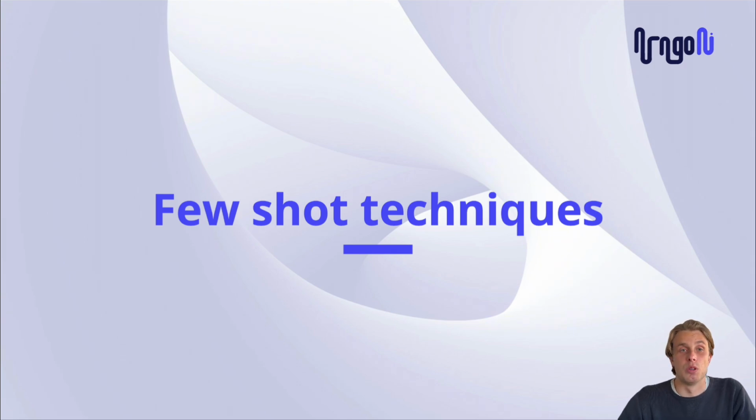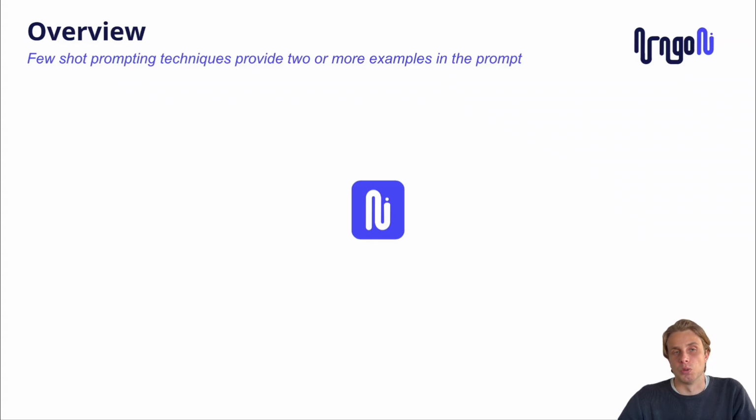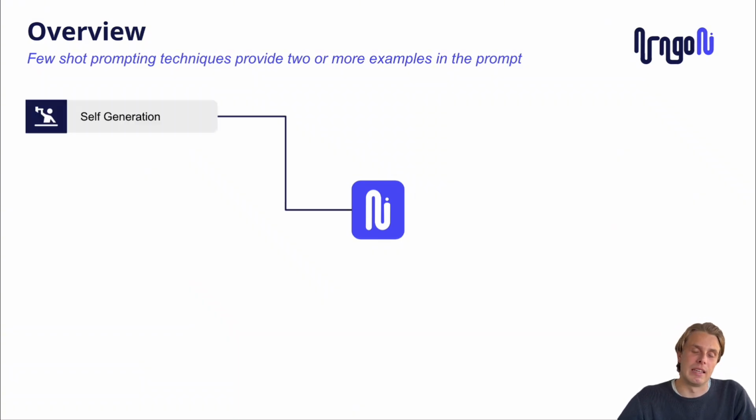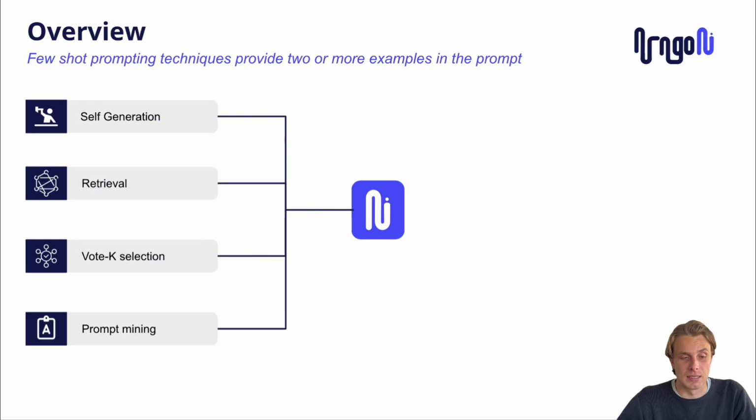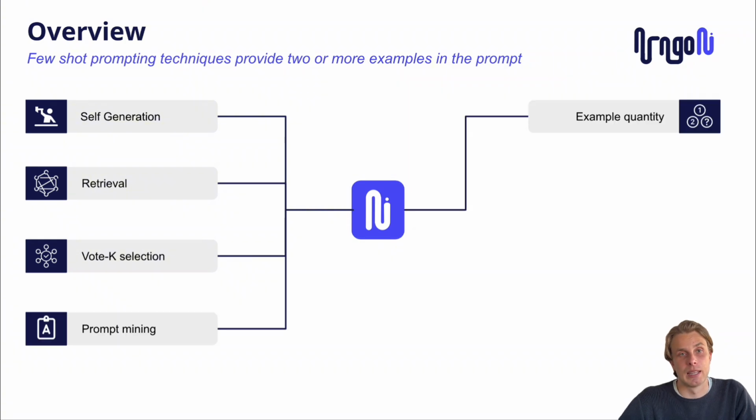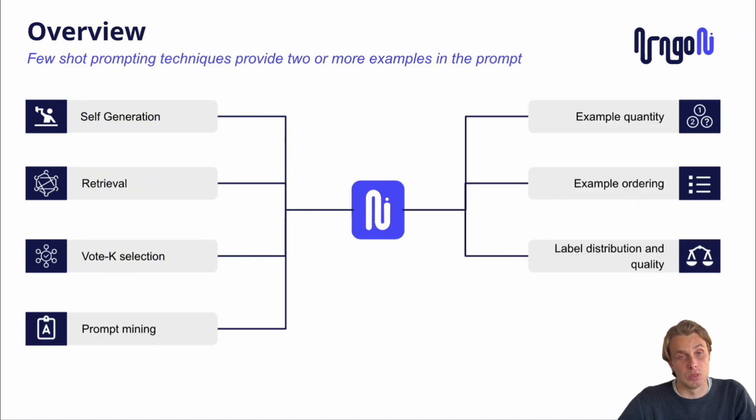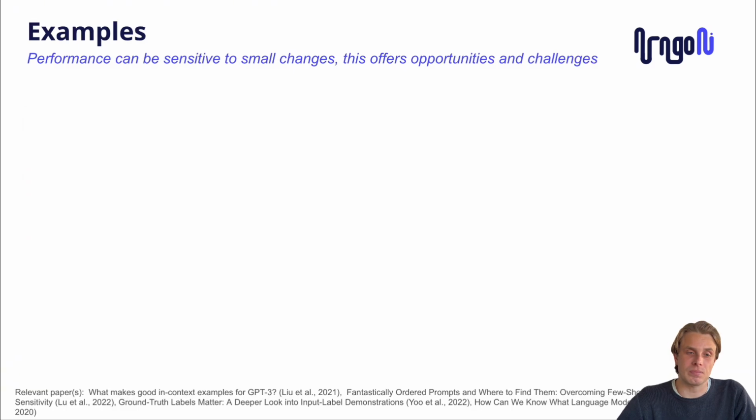So that's been a lot of the zero-shot techniques. There's obviously a lot more that you could employ, but there are a few representative examples. If we now move on to few-shot, which effectively is just any prompting example, any prompt that uses 2 or more examples in the prompt, then there are several new techniques that we unlock. And we'll speak today about self-generation, retrieval, vote case selection, prompt mining, example quantity, ordering, label distribution and quality, as well as the example format.